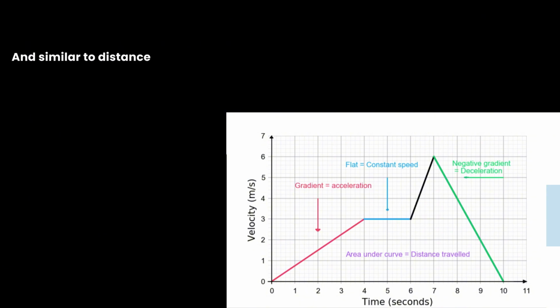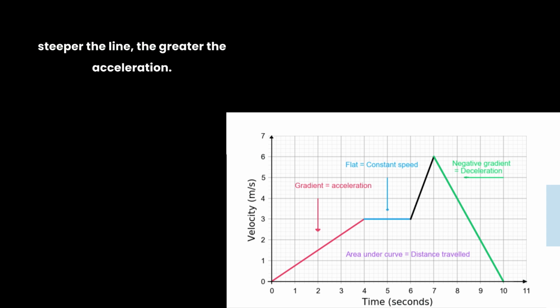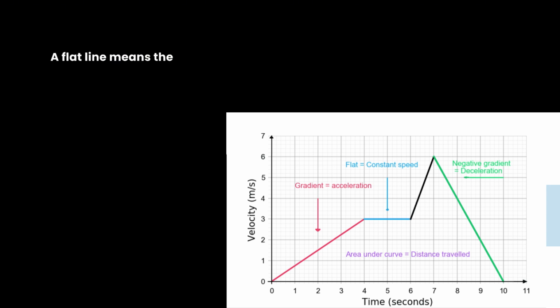And similar to distance-time graphs, the steeper the line, the greater the acceleration. A flat line means the object is moving at a constant velocity. No acceleration is happening. It's all coming together. So a steep line on a distance time graph means high speed, and a steep line on a velocity time graph means high acceleration. You got it.